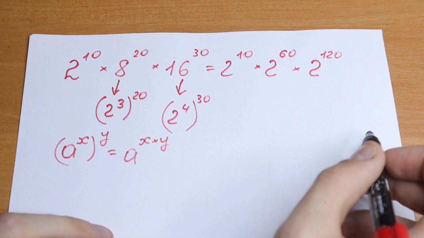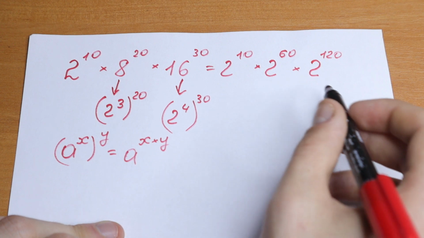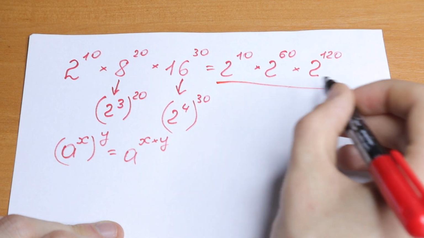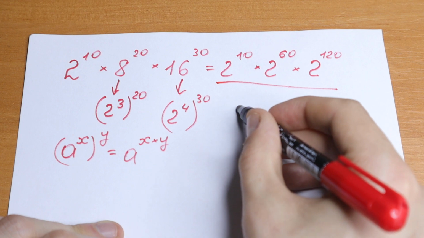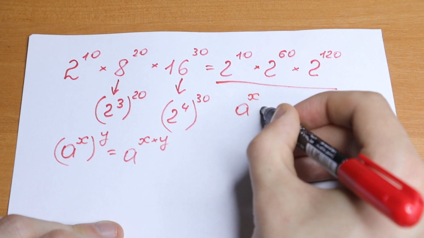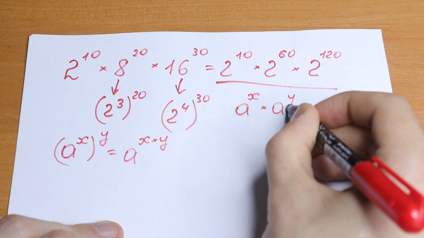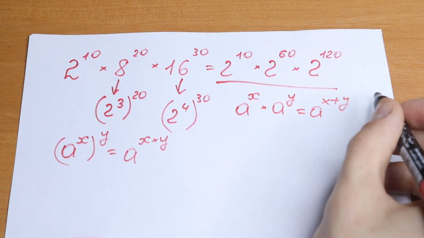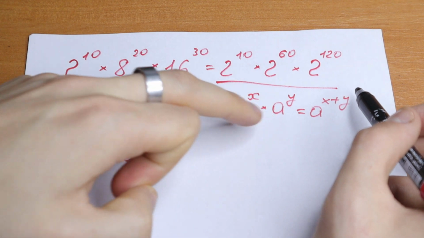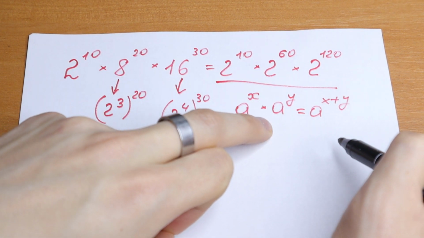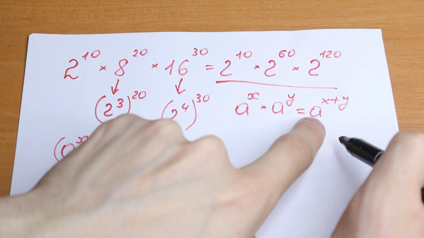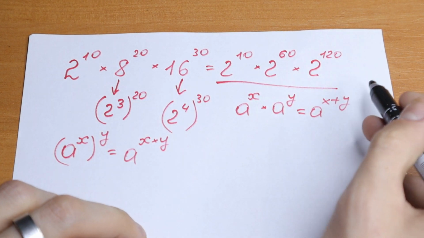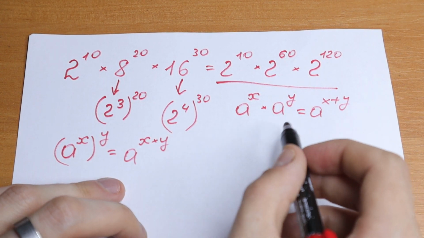What are we going to do next? We need to know a really good rule. If we have 8 to the power x times 8 to the power y, we can write it as 8 to the power x plus y. So if we have the same base but different exponents, and we have a product, we can write it as this base to the power of the sum of the two powers.